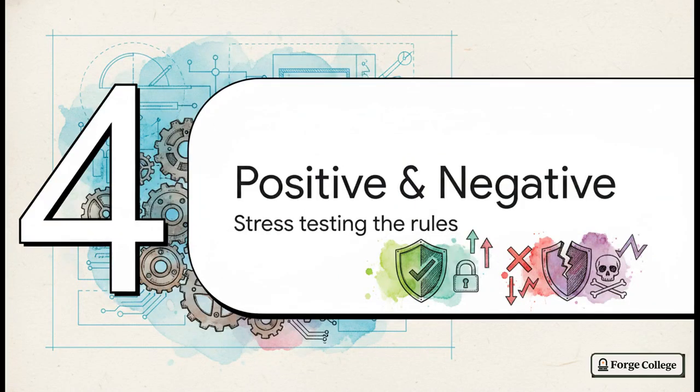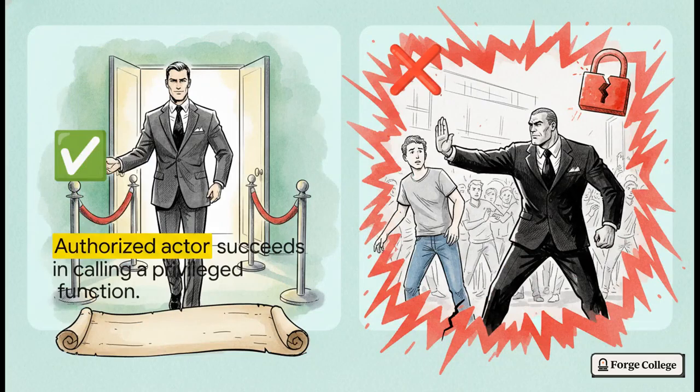Section 4. Positive and negative tests. Let's stress test those rules. Now, what's really interesting about this slide is the clear contrast. Once we know the catchphrases, we need to design specific stress tests. A positive test is the happy path. The VIP shows up, their name is on the list, and they smoothly enter the club. The authorized actor succeeds. But a negative test is just as vital. A random person off the street tries to walk into the VIP area, and the bouncer immediately rejects them. The unauthorized actor reverts. To have a truly secure contract, you must rigorously test both scenarios.